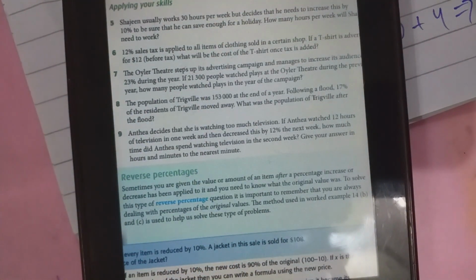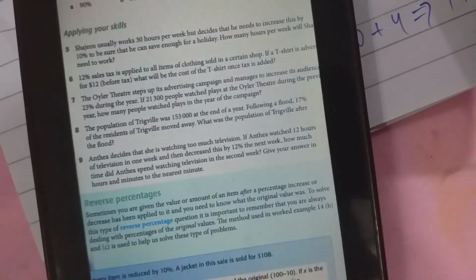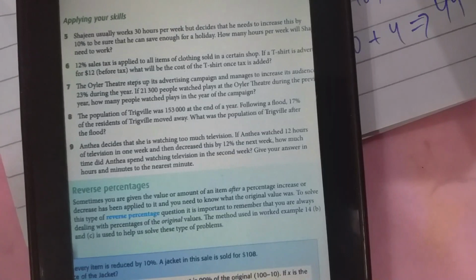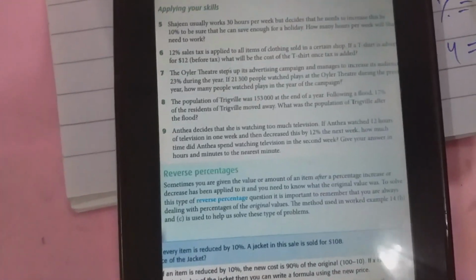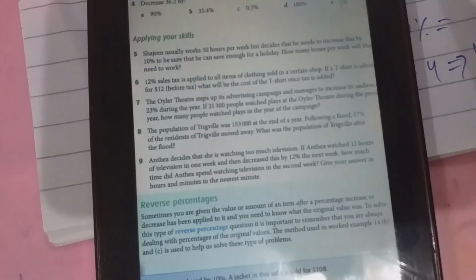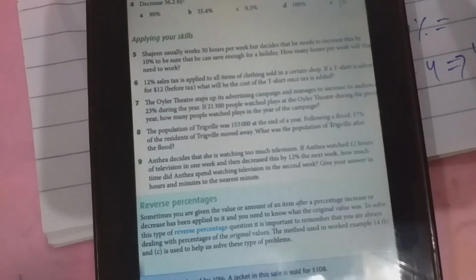In question 8, they are saying that the population of an area is 153,000 and then due to a flood 17% of the residents of that area went away. So how many are left here? You will be subtracting 17% from 153,000. You will first find the 17% of 153,000 and then subtract it. All the questions are the same, that's why I am not solving them. I have already shown you how to solve them. So you will be finding their percentage and then adding or subtracting them.